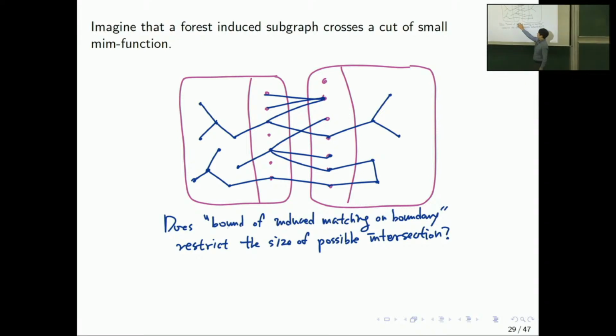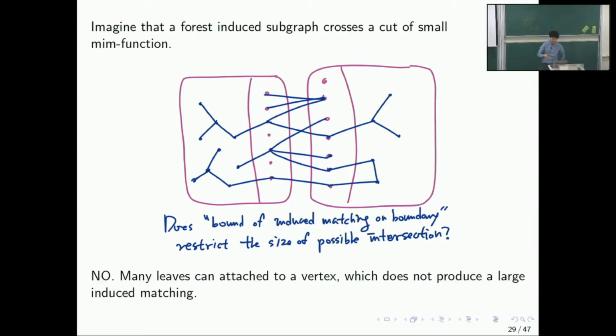So assume that you have a graph of bounded Mim-width. Can you restrict the number of vertices crossing the two parts of some forest? No, because you can have a huge star where the center is in here, and the leaves are on the left-hand side. It doesn't produce a large induced matching, right? So you have to do something. Does it make sense? Yeah. So many leaves can be attached to a vertex, which doesn't produce a large induced matching.